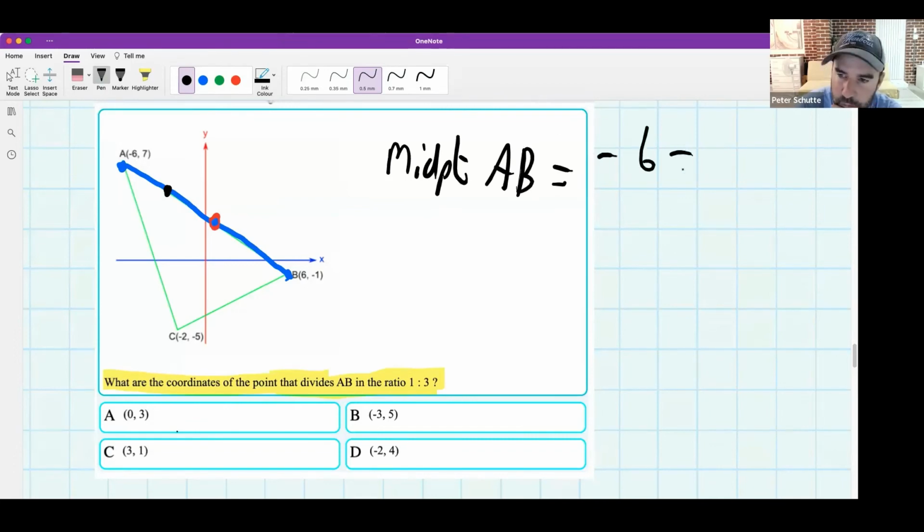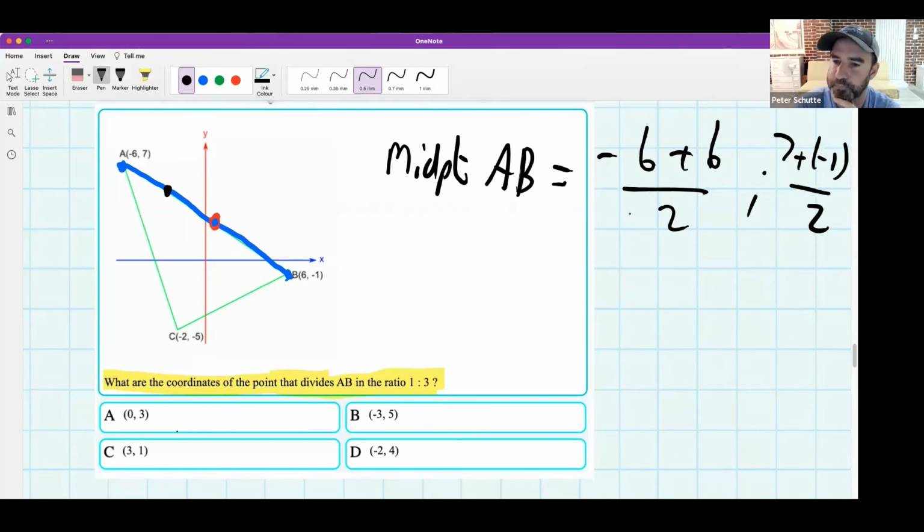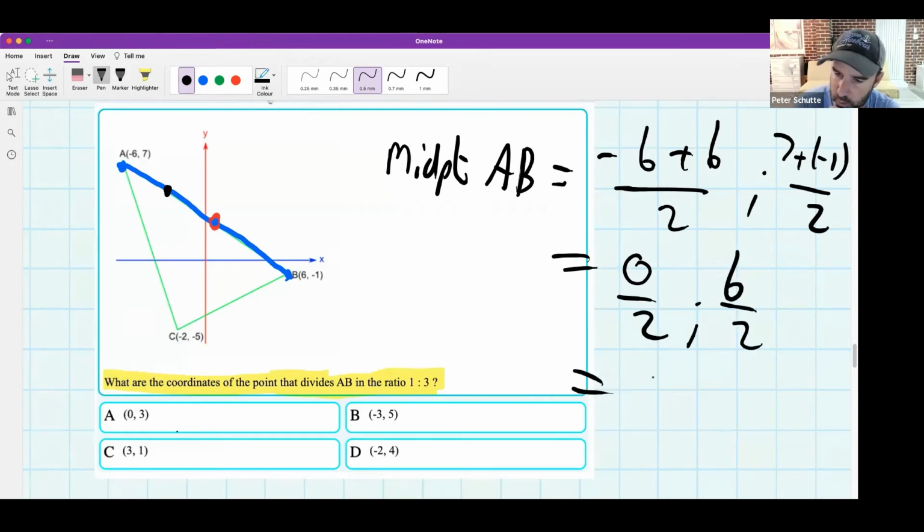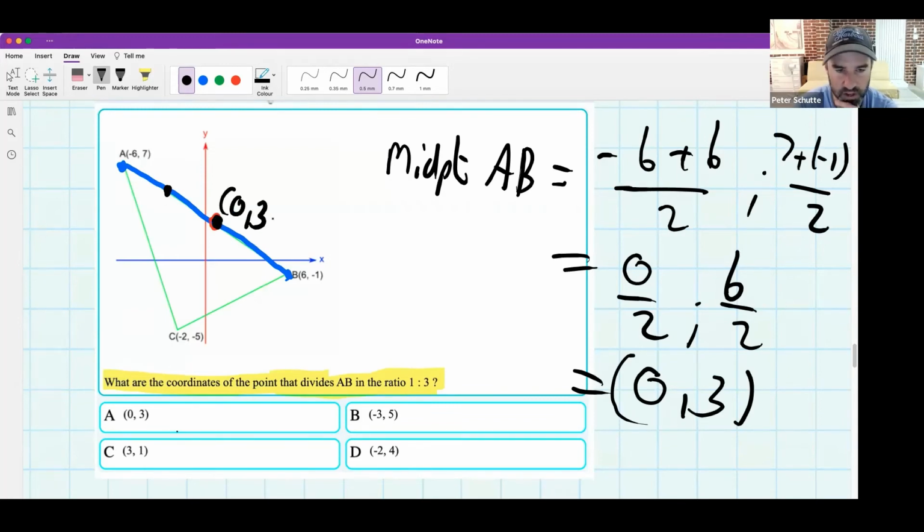And I think that would be 7 plus minus 1/2. So let's just make sure I haven't made any silly mistakes. So this is 0/2, and this is 6/2, which really gives me the point 0.3. Now, this is not the answer. I know it's one of the options, but that's not what the question is asking. But let's just first write this point here, 0.3.